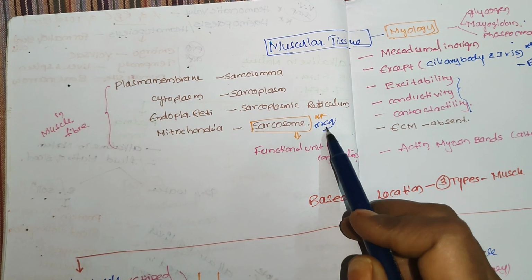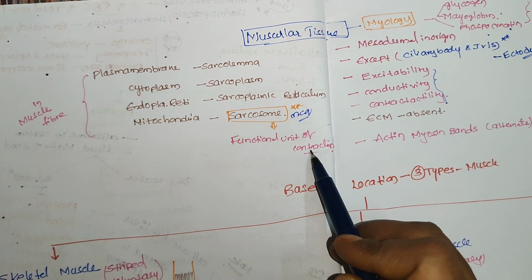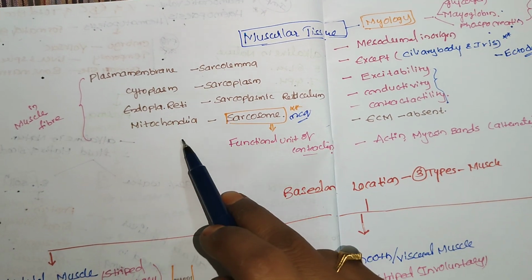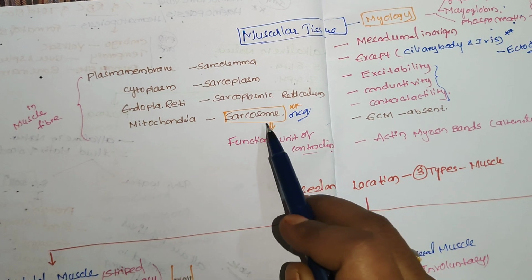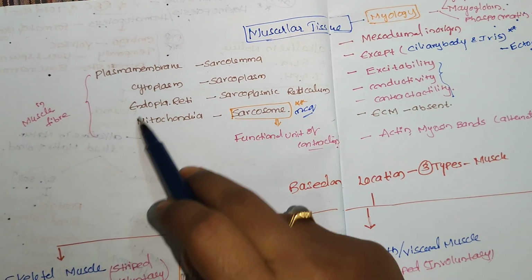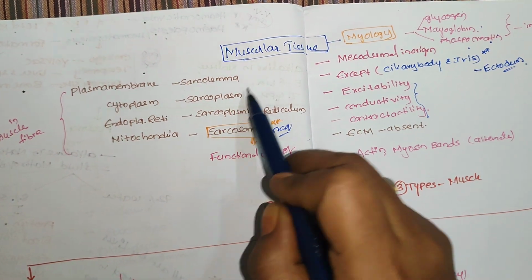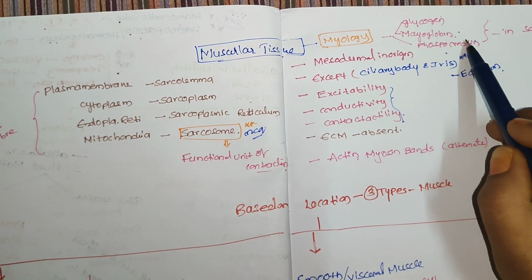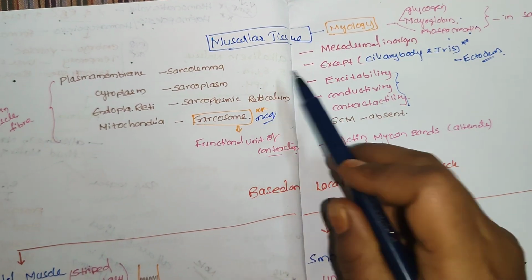So here is one important MCQ. What is the functional unit of contraction of muscle? Sarcosome. Why? Because it has mitochondria. So the contraction of muscle will occur with the help of sarcosomes. All of these are present in the muscle fiber. In sarcoplasm we also have glycogen, myoglobin and phosphocreatine. These are present in the sarcoplasm.